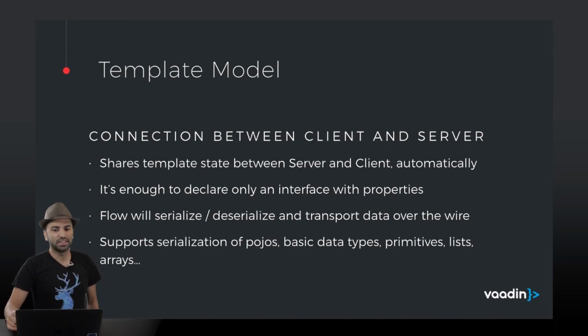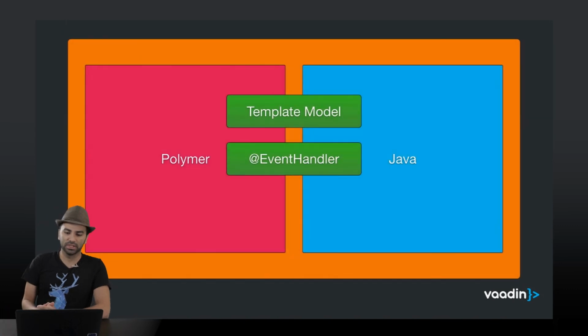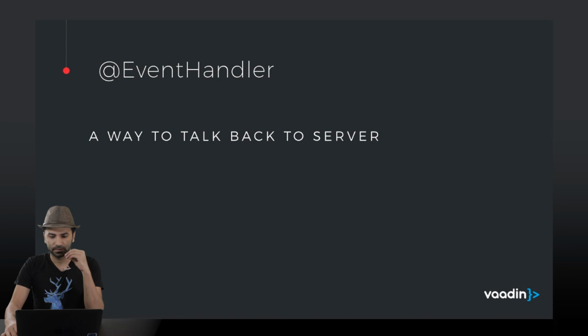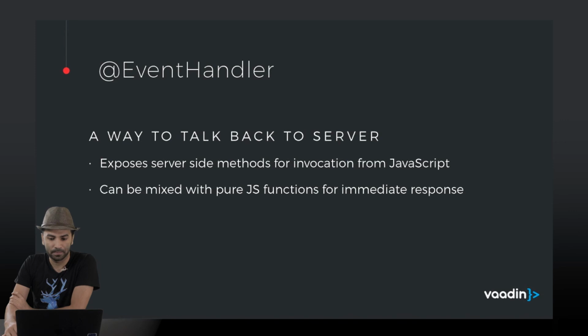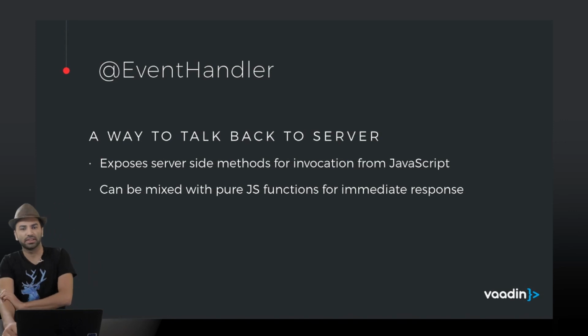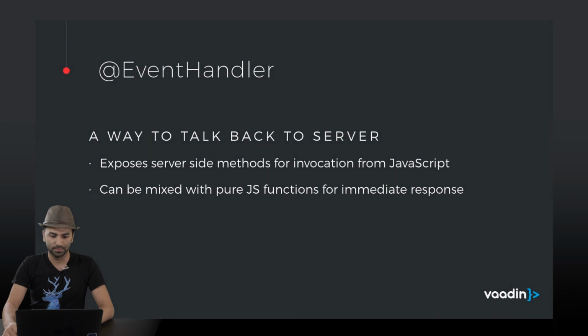It supports serialization of POJOs, basic data types, primitives, lists, arrays, and so on. So very simple, straightforward. You don't really have to do much on that side. And the second part is basically the event handler. How to make an event mechanism from the server side to the client side. The event handler basically allows you to expose the server-side methods for invocation from JavaScript, and it can be mixed with pure JavaScript functionalities as well.